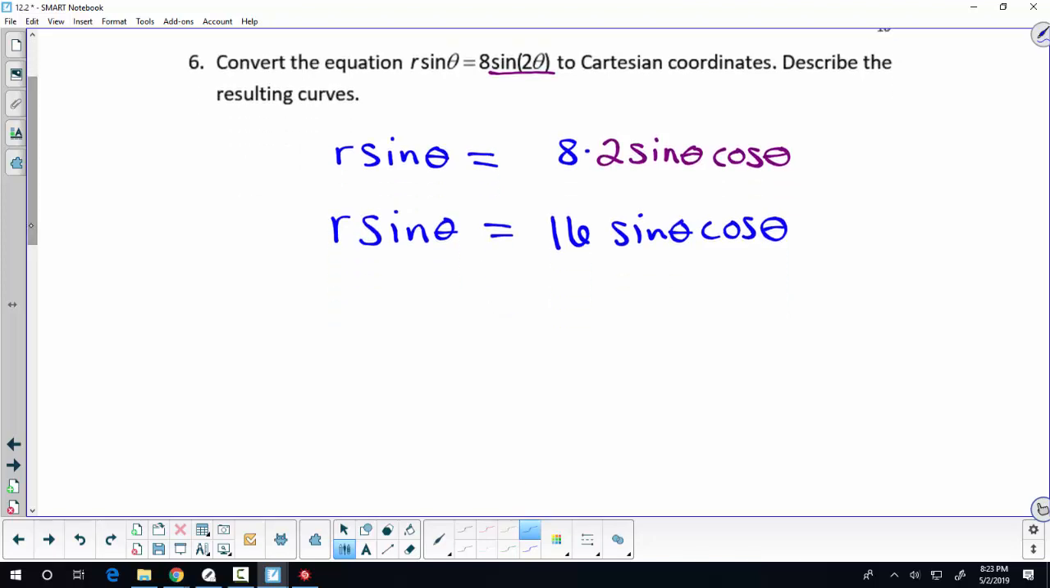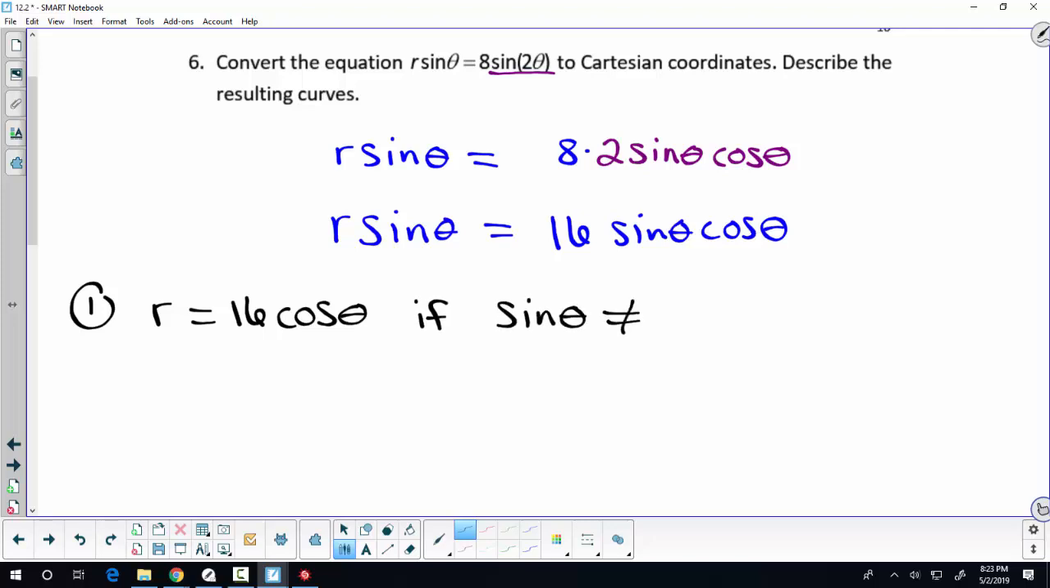There's really two things that can happen. One, I could say that r is 16 cosine theta if I divide out the sines, right? But if I divide out the sines, then what that implies is that the sine of theta is not 0. So in order to divide through by that, it has to be a non-zero thing.